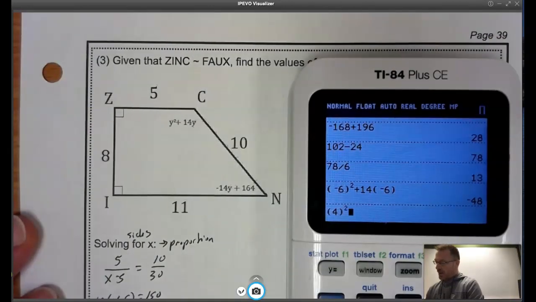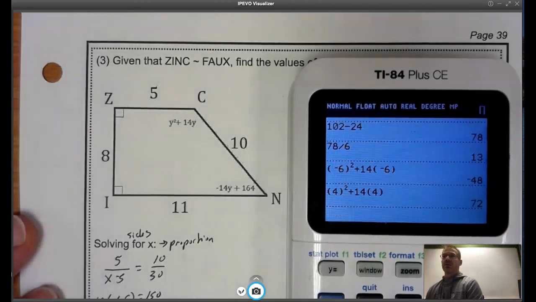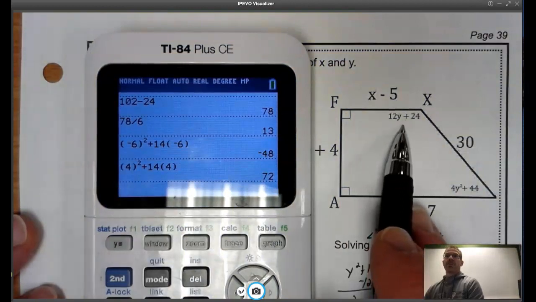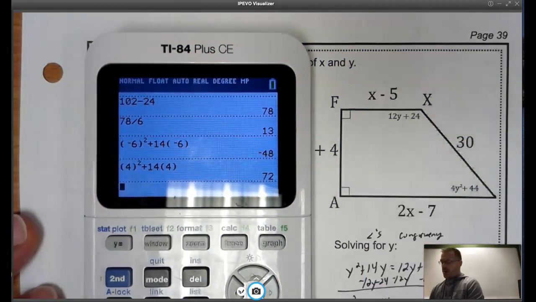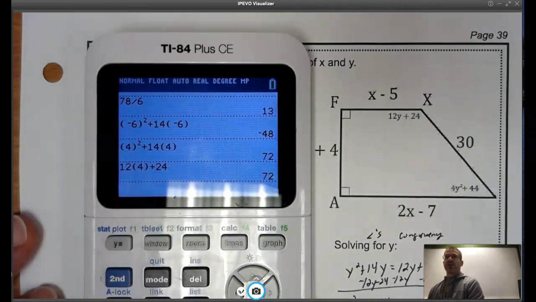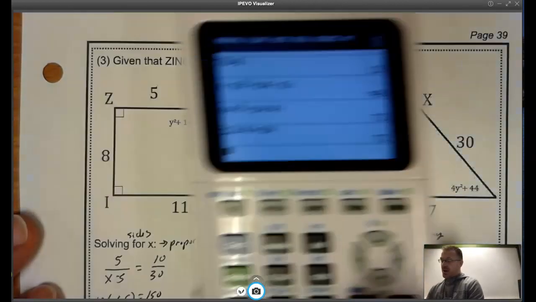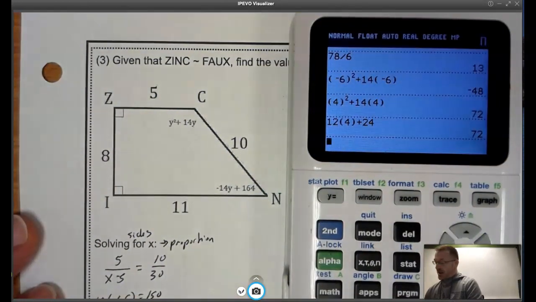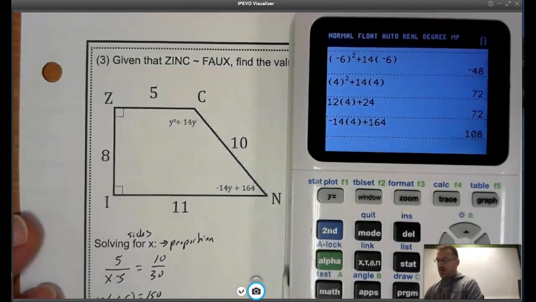So I get 4 squared plus 14 times 4, and I get 72. That's great. Now, I should also get 72 when I check here, because they are congruent. So I'm going to do 12 times 4 plus 24, and I get 72 there. Now, I can even go down and check here. That y value should work here as well. If I do negative 14 times 4 plus 164, it tells me that angle is 108.